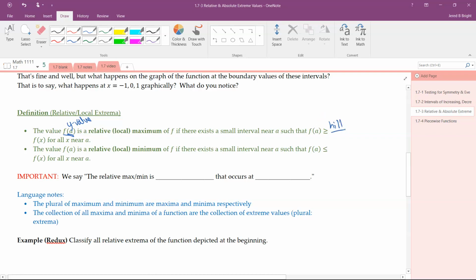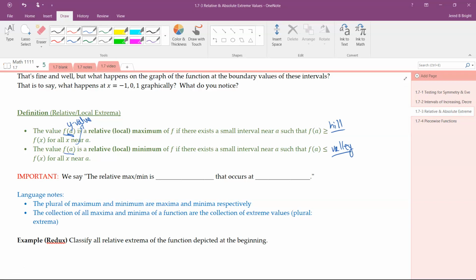Similarly, we would say that the y value at a, so again, this is a y value, is a relative or local minimum if there's a small region around there such that f of a is less than everything near it. And I think of this as a valley. Again, we're looking in a small region around it, not the entire thing.